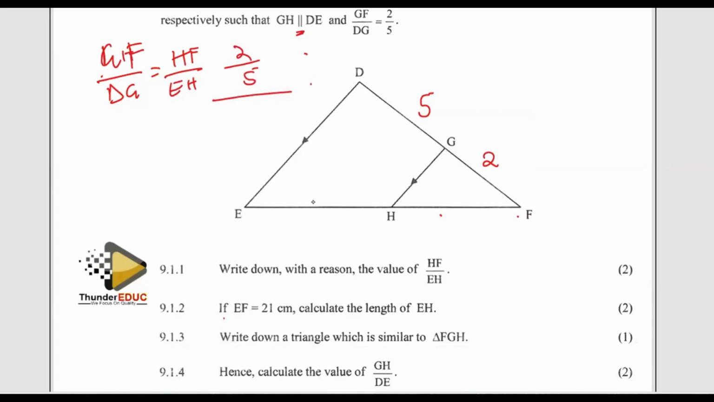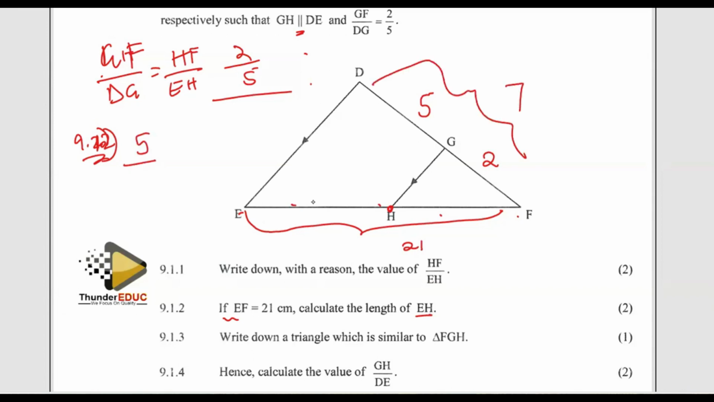Then they want us to find EH if EF is 21. So we're saying if the whole of this is 21, can we find EH? So there are 2 ways of doing this, but let me choose the shorter way. So I'm going to say we're looking for EH. So I'll say 5 over this entire thing, which is 7. So 5 over 7 is equal to our EH over 21. So EH becomes 5 over 7 times 21, and that becomes 15 centimeters.